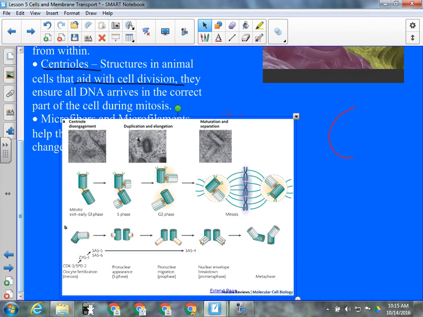When a cell is getting ready to divide, the centrioles also divide. They go to each end of the cell and they grab onto your DNA. That's what's going on in this picture here. They've got fibers that are grabbing onto each chromosome and pulling them apart, making sure they both end up in the right places so each cell gets the right amount of DNA. Those are only present in animal cells because only animal cells are going to have radical shape changes. Plant cells are not.